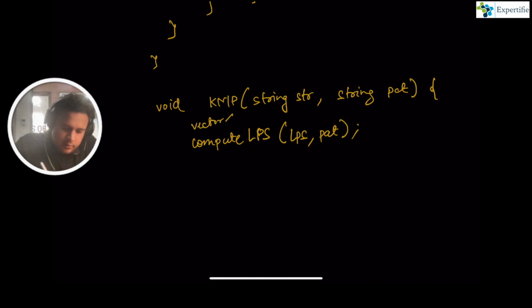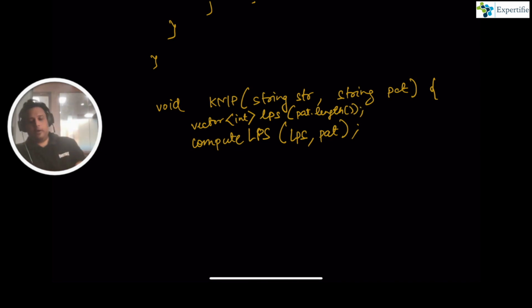Vector of int LPS, pattern dot length. So we created a vector equal to the size of the pattern length, and we passed it in compute LPS. It will populate 0 0 1 2 in our example, otherwise it will also populate it correctly, and it will give me back. Okay, so compute LPS gives me the LPS array.